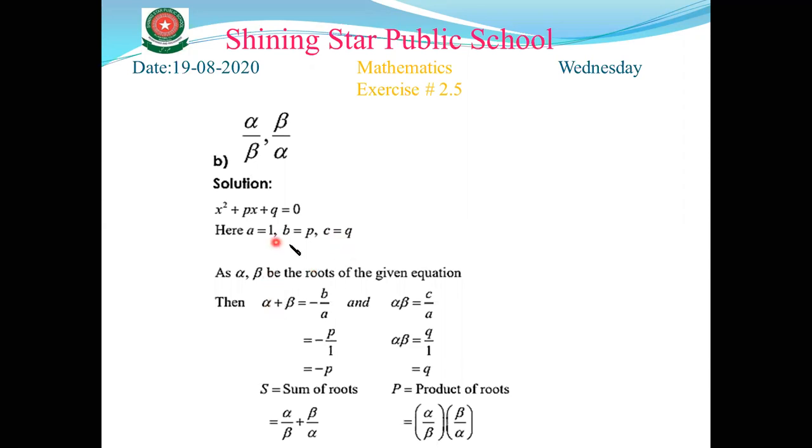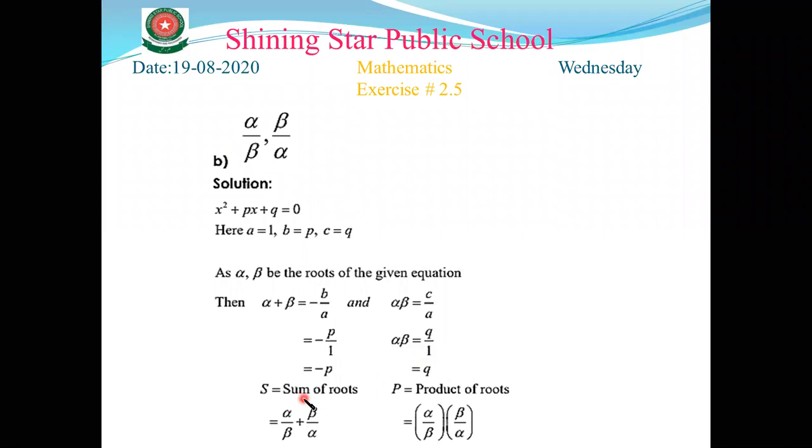It means if a, b, c are the same, the sum of the roots is minus b over a, which is minus p, and the product of the roots is q. These also still remain the same.